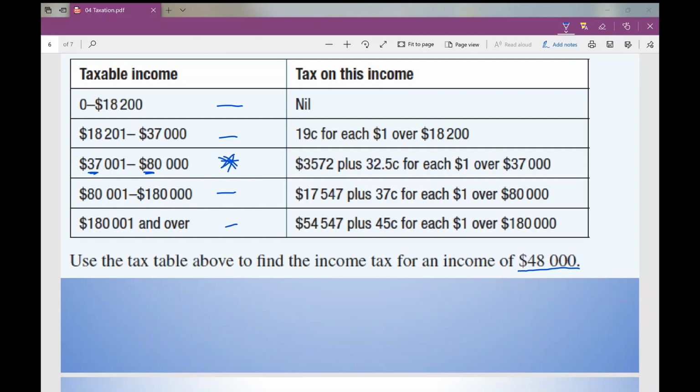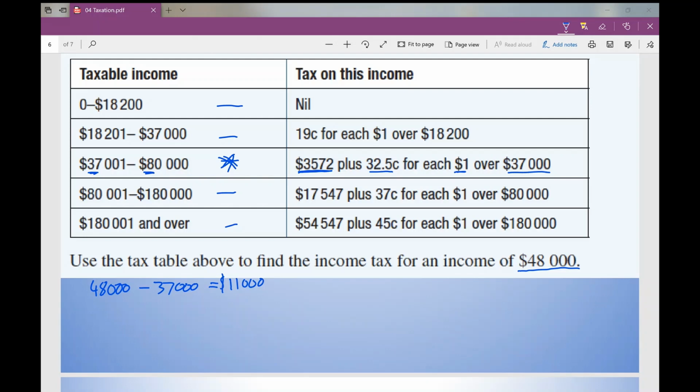Now we need to come over here, and it says the tax on this income is a flat rate of 3,572 plus 32.5 cents for every dollar over 37,000. So our first step to solve this question is to find out how many dollars over 37,000 we have. Our total amount is 48,000, and we want to find out how much is left over above 37,000. And that comes to 11,000.